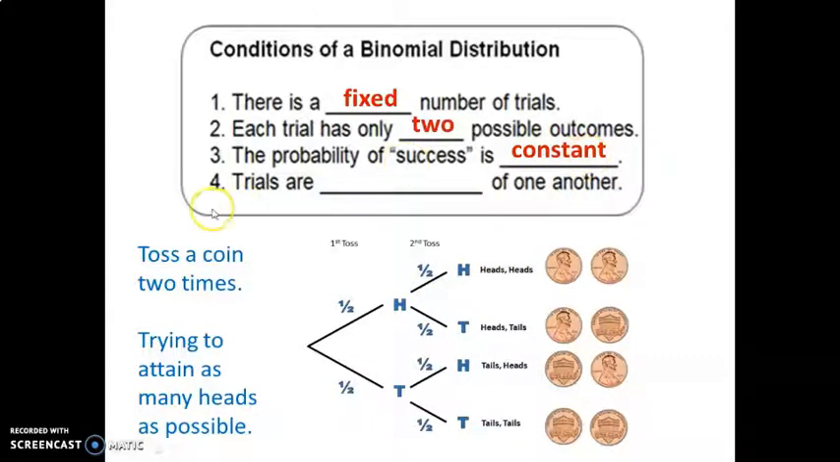Constant. Great. Condition number 4, trials are independent of one another. What that means is, after you're done the first trial, in this case the first toss, the probabilities remain unchanged. There's no dependence. These probabilities don't depend on what happened here. If you got a head here, these probabilities are the same as if you got a tail first. That does not influence what happens next. Great, we meet those 4 conditions, so this coin toss situation is a binomial distribution. So let's get deeper into that now.